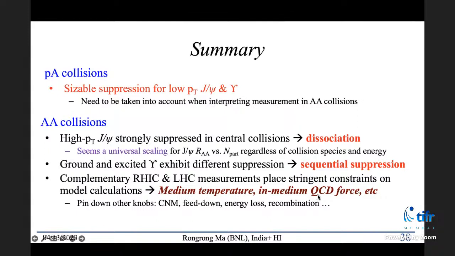And also, people start to realize that maybe quarkonium is a good probe to look at how the QCD force is modified in the medium. For example, there is a potential between the charm and anti-charm, or bottom and anti-bottom, holding the quarkonium together, and how this potential is formed, screened or changed in the QGP is another interesting topic. People start to try to draw some conclusions from the quarkonium measurements.